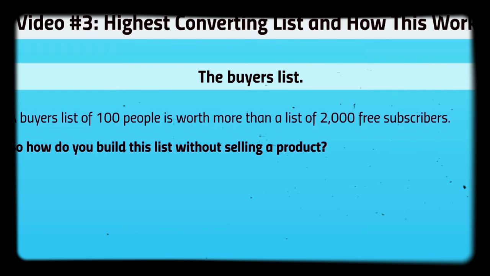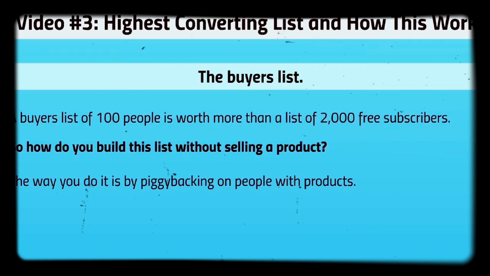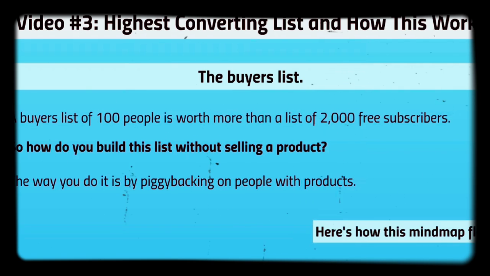So how do you build a list without selling a product? That doesn't really make sense, does it? But after I show you, this will definitely make more sense. So the way you do this is by piggybacking on people with products, so vendors. And here's how this mind map flows. Basically, this is how it works. Somebody purchases a product from a vendor. And I'll give you an example in just a minute. But they purchase that product and it's not you or anything.